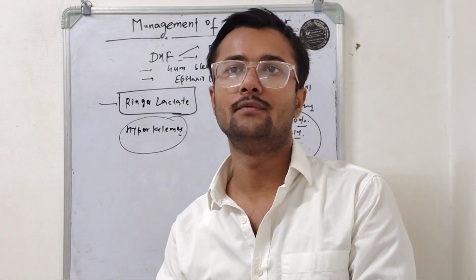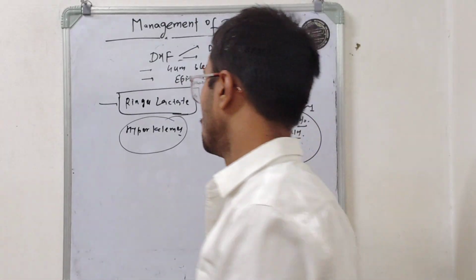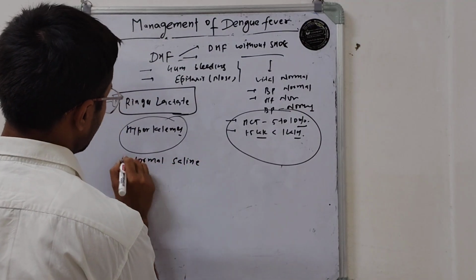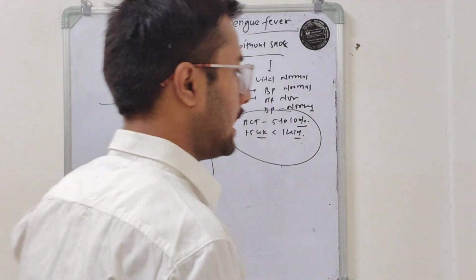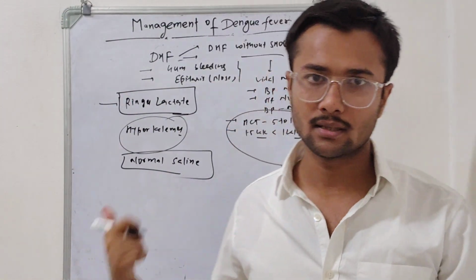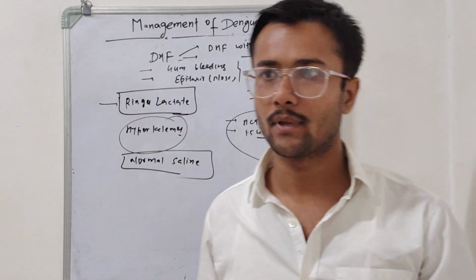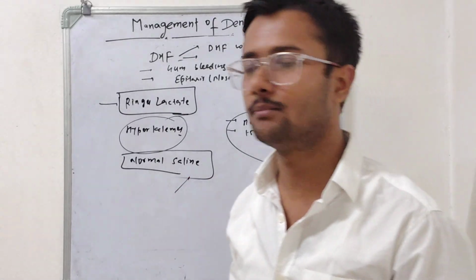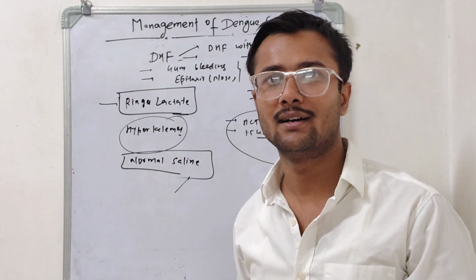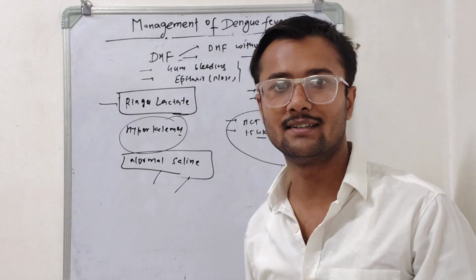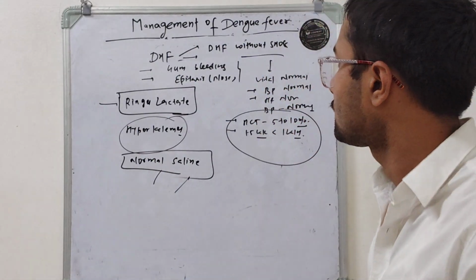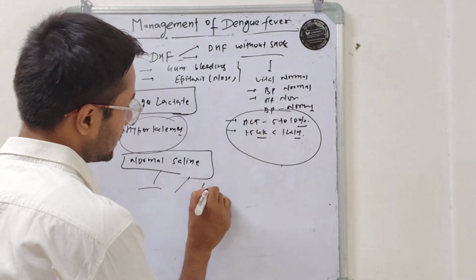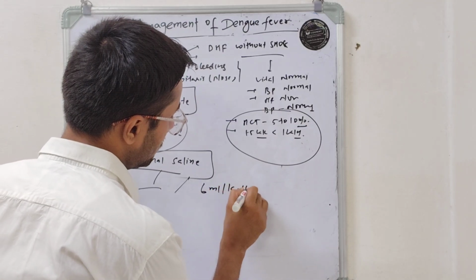So which fluid do we prefer in that condition? We go for normal saline. Normally the preferred fluid is Ringer lactate, but if a patient has hyperkalemia, in that condition we go for normal saline. This point is very important, because if a patient has hyperkalemia and we infuse Ringer lactate, then definitely you worsen the condition. Okay, so what are the infusion rates? We start the infusion at 6 ml per kg per hour.